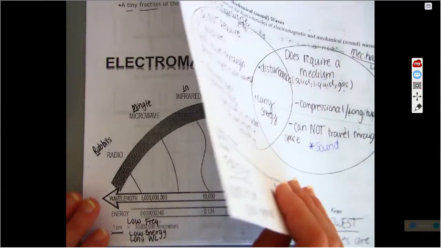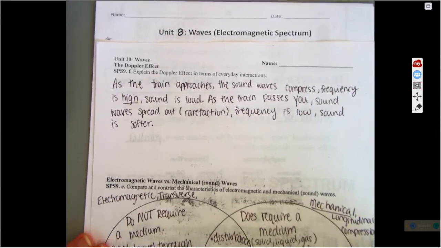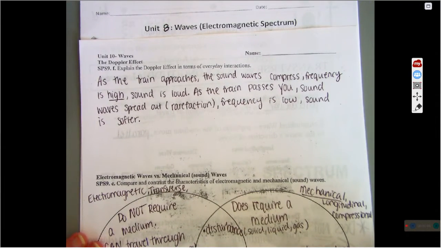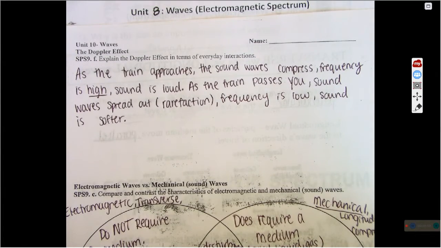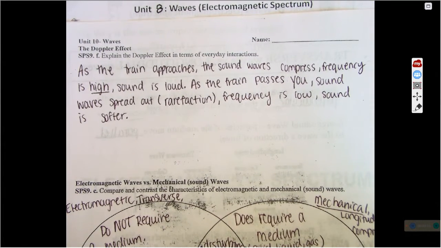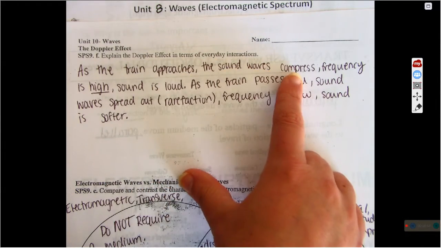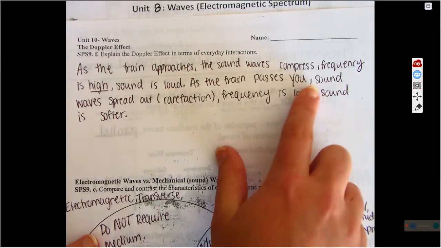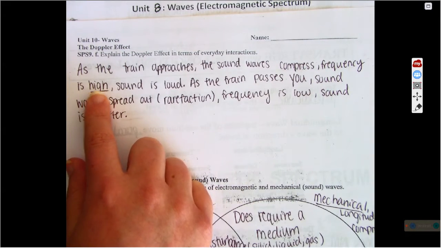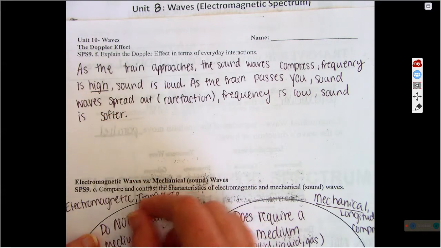So if we flip over, the first thing we're going to talk about is the Doppler effect. So I want you to pause this really quick and write this in your notes. The Doppler effect is just what you hear when any kind of loud noise is passing you, like a siren or an ambulance. As the train approaches, the sound waves compress. That means they get really, really close together like this. And then the frequency is high, and the sound is loud. Okay, so if the sound is loud, the frequency is high, the waves compressed.